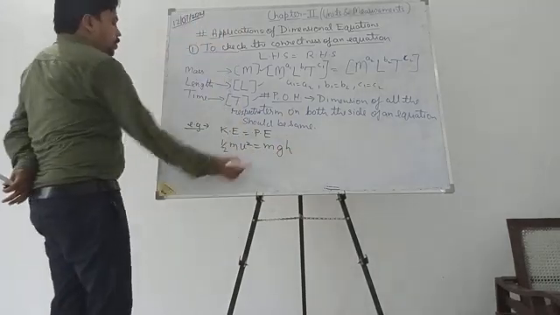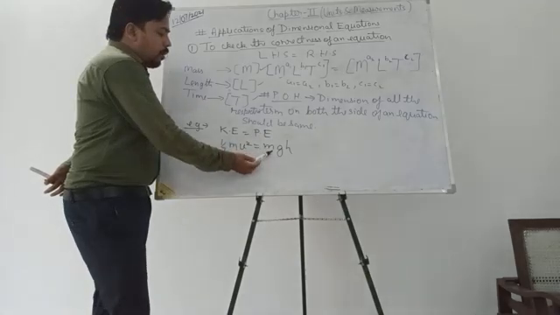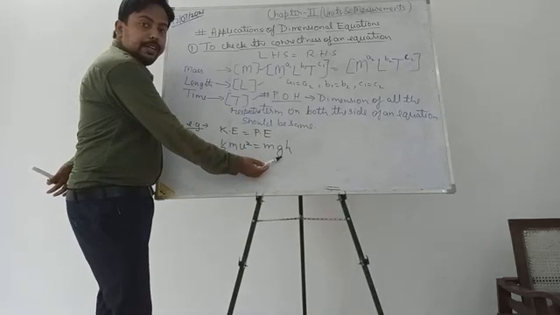Where m is the mass of the body, v is the velocity of the body. m is the mass of the body on the right hand side, and g is the acceleration due to gravity.